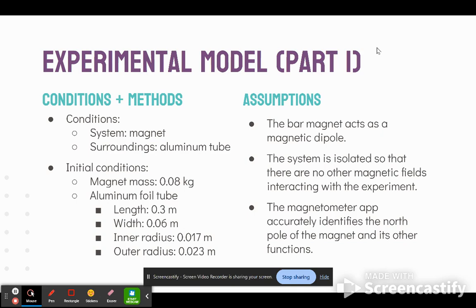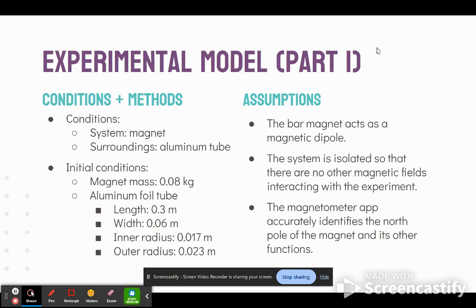In this experimental model, we assume that the bar magnet acts as a magnetic dipole. We also assume that the system is isolated so that there are no other magnetic fields interacting with the experiment. We also assume that the magnetometer app accurately identifies the north pole of the magnet and its other properties.